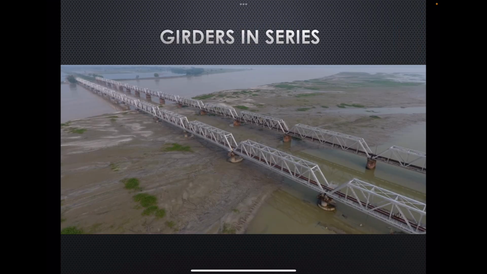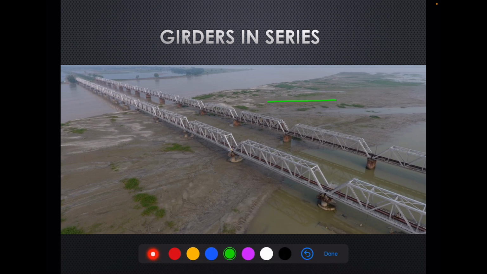So let's move on to girders in series. After seeing the detailing of various components, let's come to the fact that typically open web girders need to be provided in series. What happens is that when one girder ends and another starts, maybe over a pier here, there is a gap left.